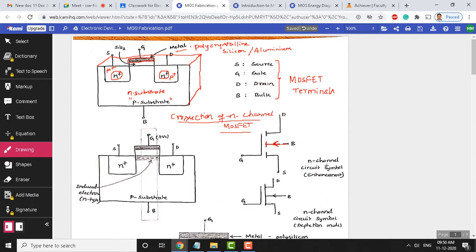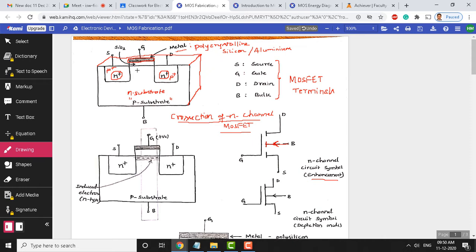So, this shows that current will not flow until you apply some voltage at the gate. This is the circuit symbol for the enhancement device. It is the same device, but the circuit symbol differs with reference to enhancement.